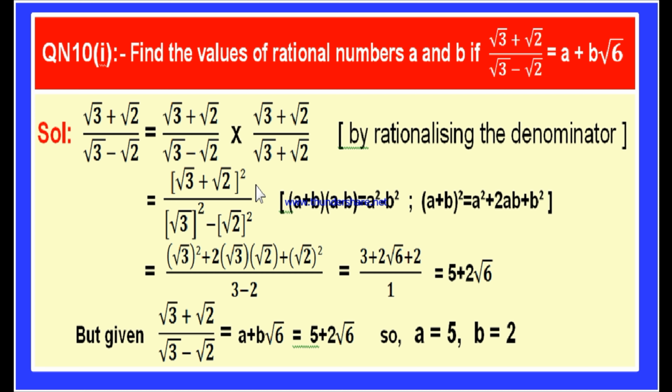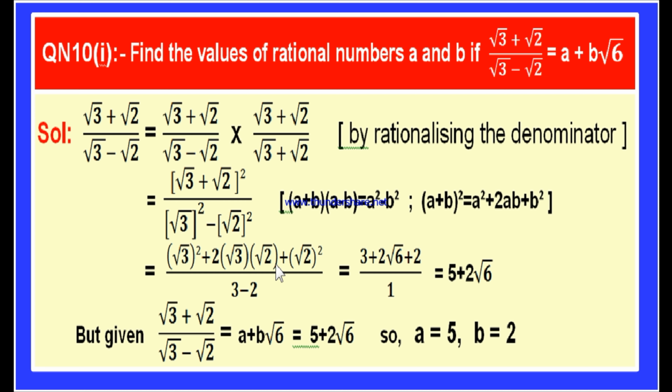Now if you look at the numerator, root 3 plus root 2 whole square is in the form of a plus b whole square. What is the expanded form of a plus b whole square? Good. A plus b whole square is a square plus 2ab plus b square. Therefore, applying this to the numerator, we get root 3 whole square plus 2 into root 3 into root 2 plus root 2 whole square, divided by root 3 whole square, which is 3, minus root 2 whole square, which is 2.